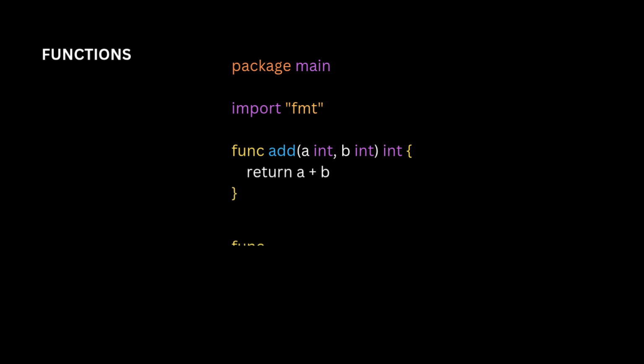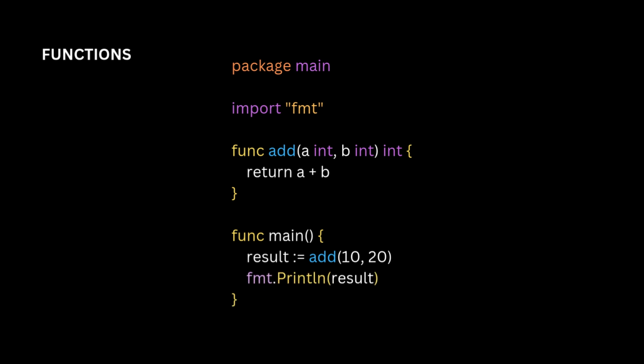A function is a reusable block of code that performs a specific task. Instead of writing the same code multiple times, we can place it inside a function and call it whenever needed. Here, we have created a function called add that takes two integer parameters a and b and returns their sum. In the main function, we call add(10, 20), store the result in the variable result, and then print it. This makes our code more organized, reusable, and easy to maintain.